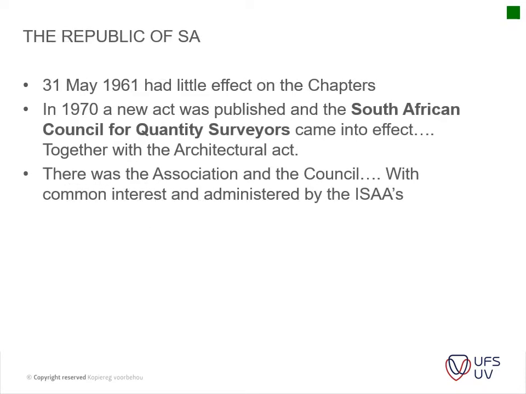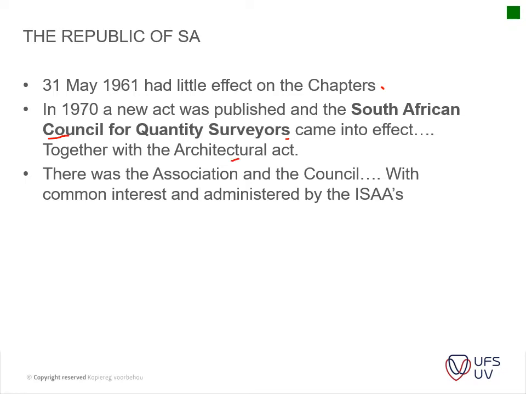Then the Republic of South Africa, 31 May 1961, had a little effect on the different chapters of the association. And then in 1970, a new act was published and the South African Council of Quantity Surveyors came into effect. Okay, so you can see the first mention of a council started, together with the Architectural Act.